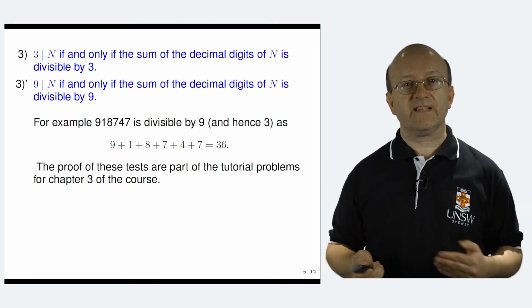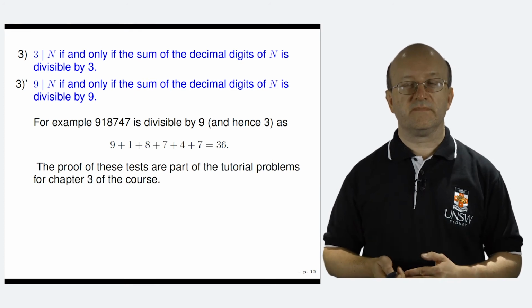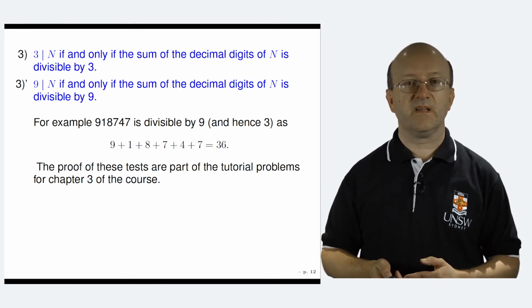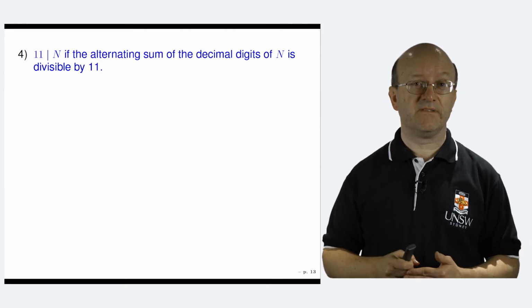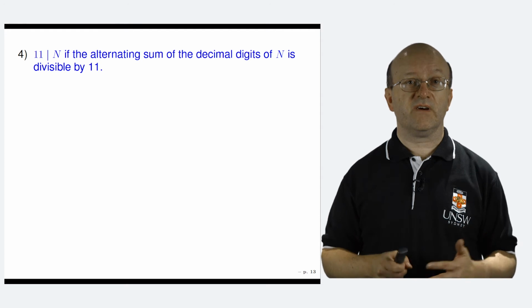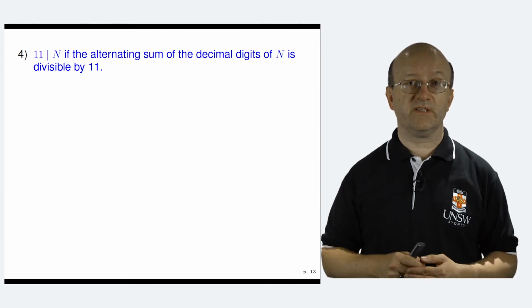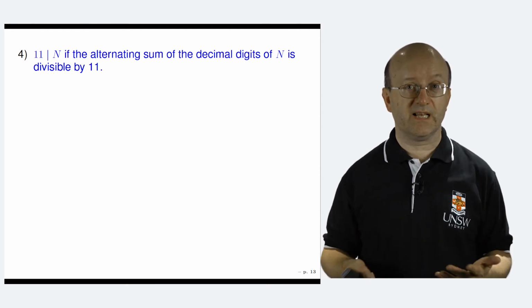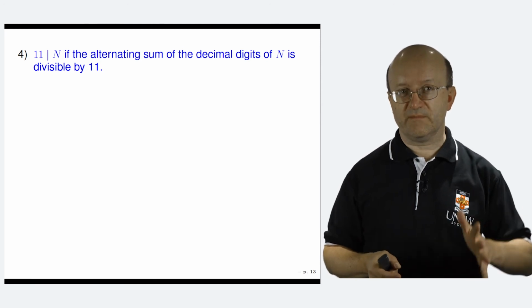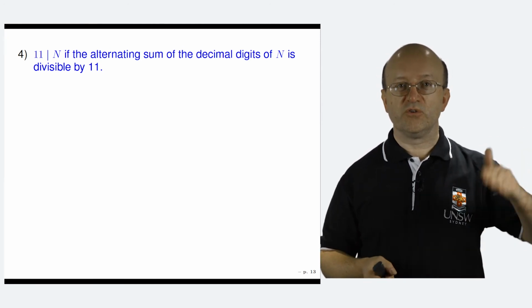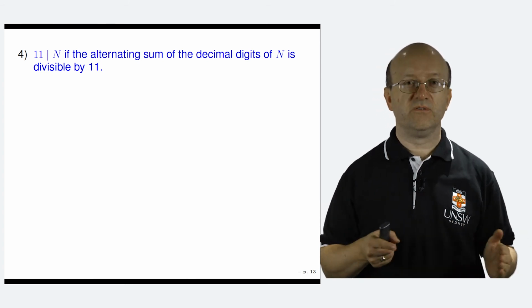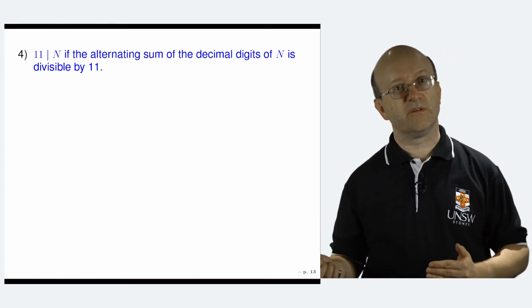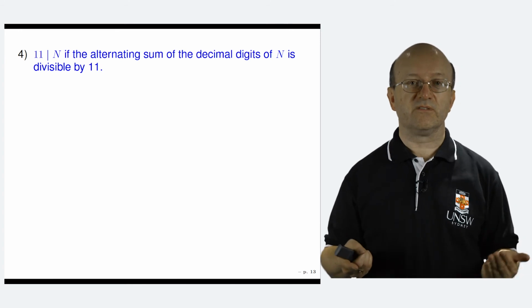Now, my last divisibility test is for divisibility by 11. And it says that 11 divides n if and only if the alternating sum of the decimal digits of n is divisible by 11. Now, by alternating sum, I mean you don't just add the digits, you add, then subtract, add, subtract, add, subtract. It doesn't matter which direction you do this from, by the way, from the largest to the smallest, you're going to get the same answer either way.